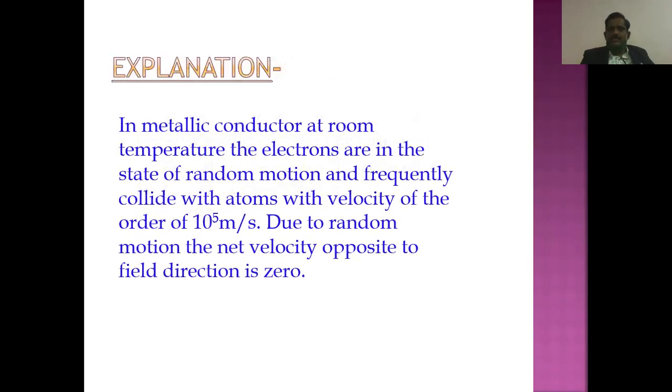Now, in a metallic conductor at room temperature, electrons are in a state of random motion, which we know, and frequently they collide with different atoms. But the velocity of these free electrons is near about 10 raised to 5 meters per second. It is a large velocity, but it is not a constant velocity. It is the velocity between two successive collisions of the electron with different atoms. And due to this random motion, the net velocity opposite to the field direction is zero.